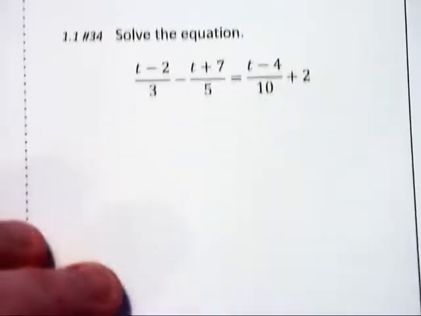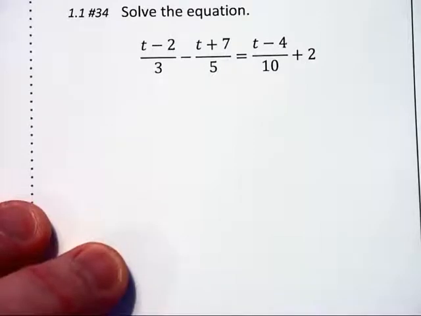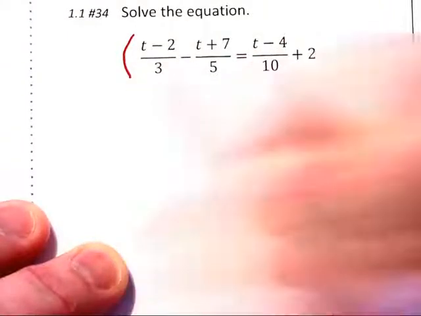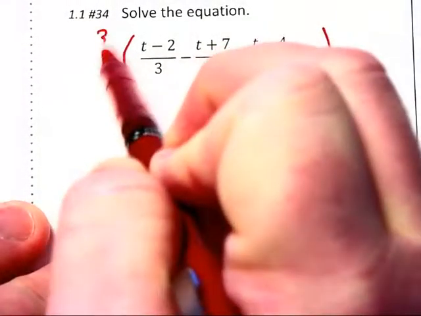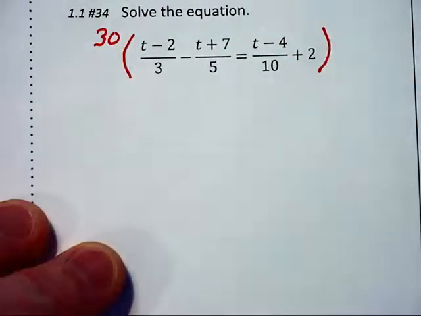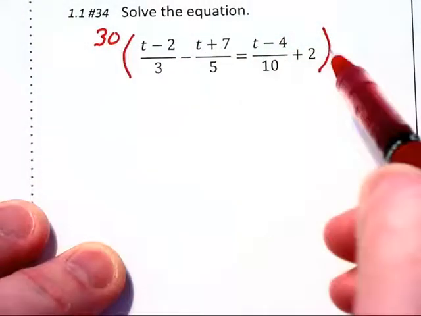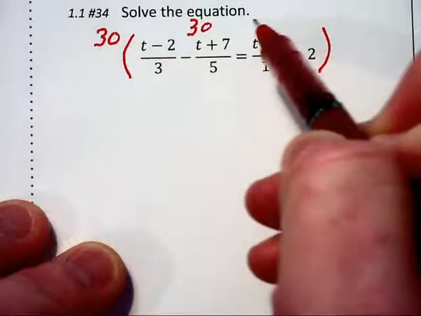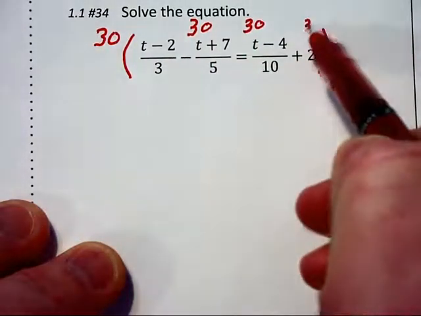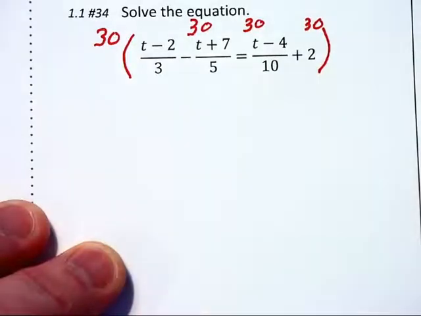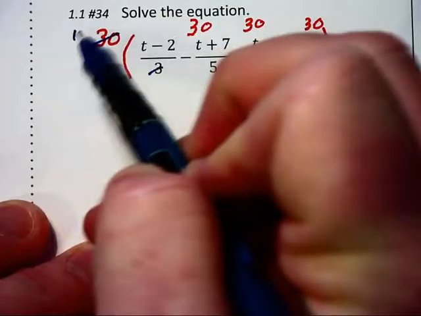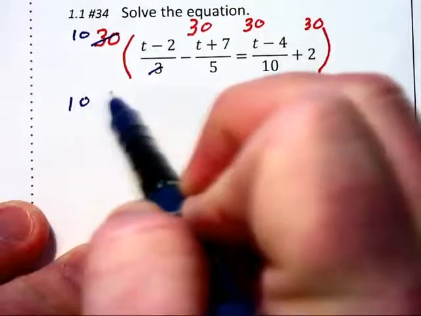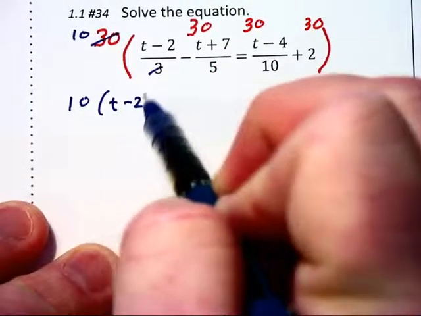This next equation is a rational equation because it contains fractions. What we usually want to do to solve rational equations is multiply through by the least common denominator, which in this case is 30. In this case, rather than just write it on the left, I'm going to write it in each or next to each fraction so that we have something to distribute and cancel with. In the first fraction, the 30 cancels with the 3, leaving us with 10. So we have 10 times the numerator, t minus 2.